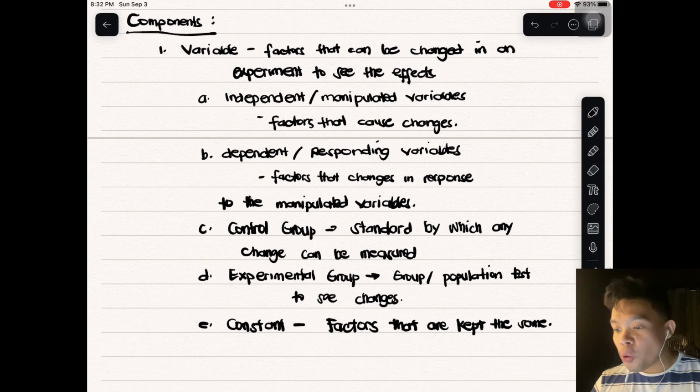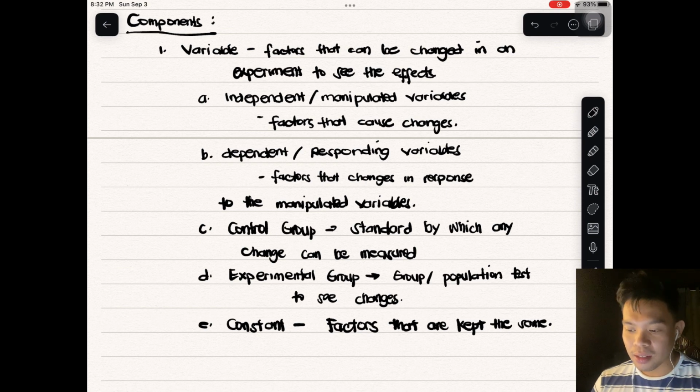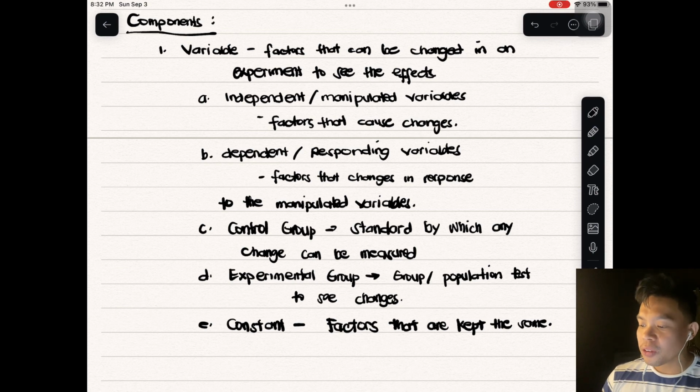There are components. First one is what we call variable. It is a factor that can be changed in an experiment to see the effects. We have independent or the manipulated variables. It's a factor that causes changes. A dependent or responding variable is a factor that changes in response to the manipulated or independent variable.